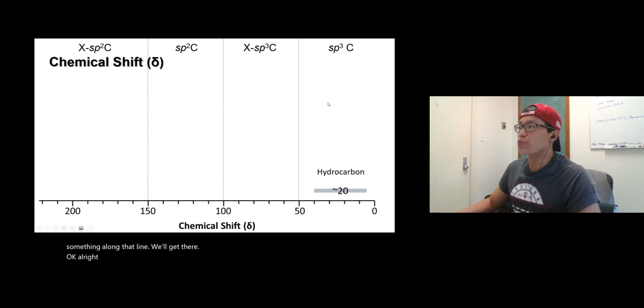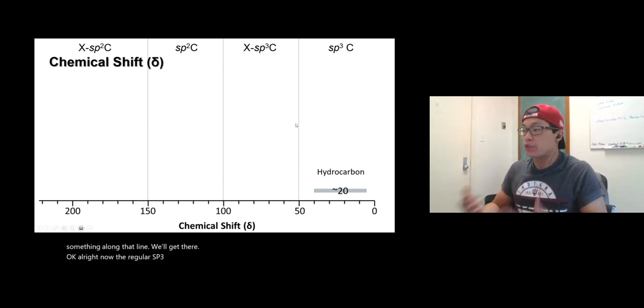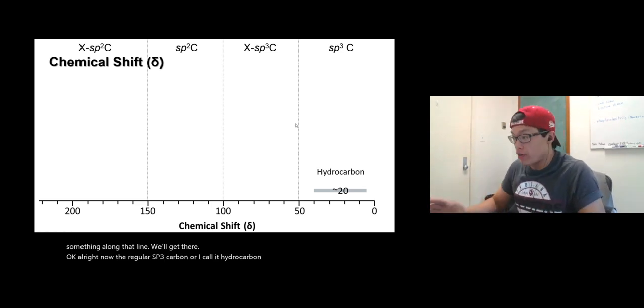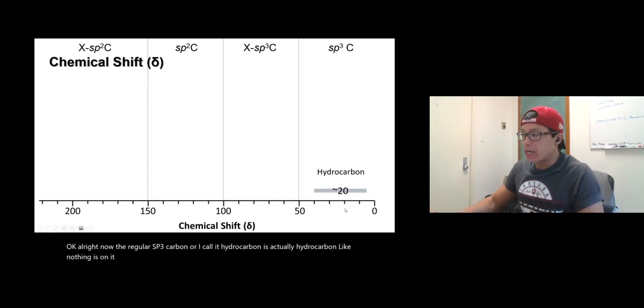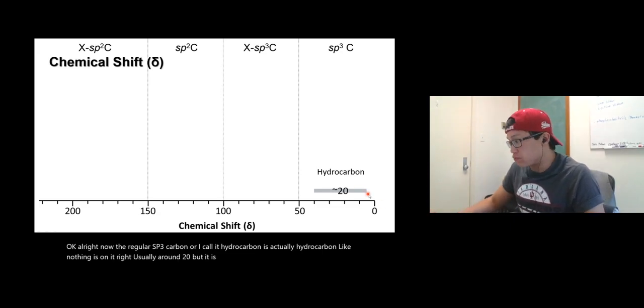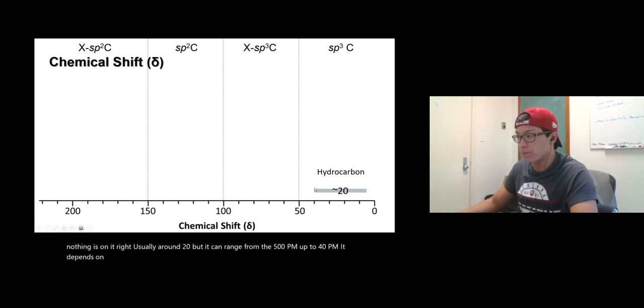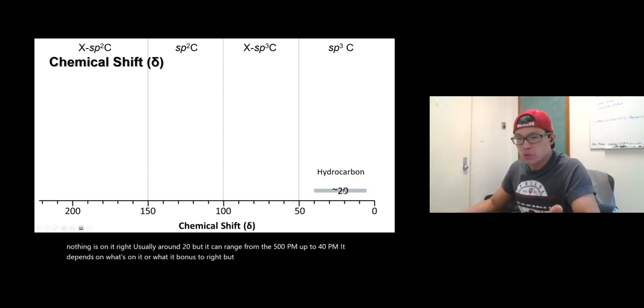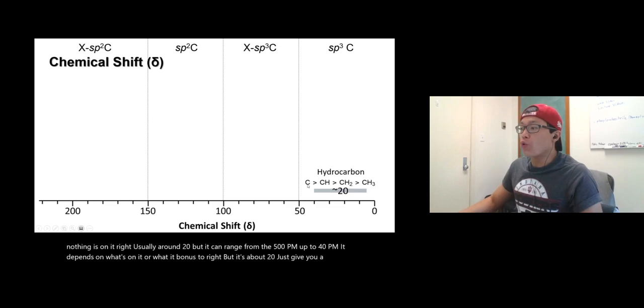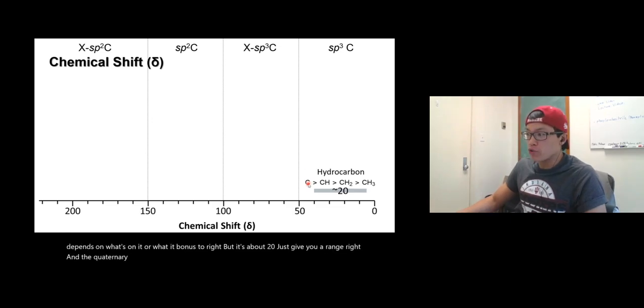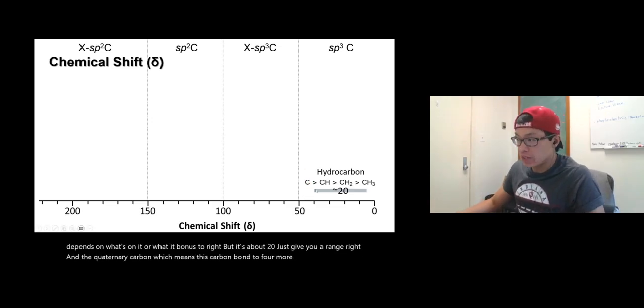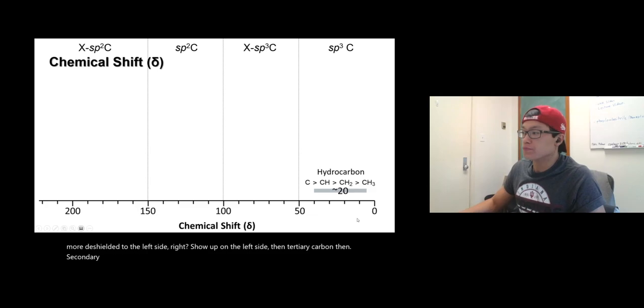Now, the regular sp3 carbon, or I call it hydrocarbon, like nothing's on it, is usually around 20, but it can range from 5 ppm up to 40 ppm. It depends on what it bonds to, right? But it's about 20. I just give you a range. And the quaternary carbon, which means this carbon is bonded to 4 more carbons, is more de-shielded and shows up on the left side, then tertiary carbon, then secondary carbon, and then primary carbon. Primary carbon is really upfield.